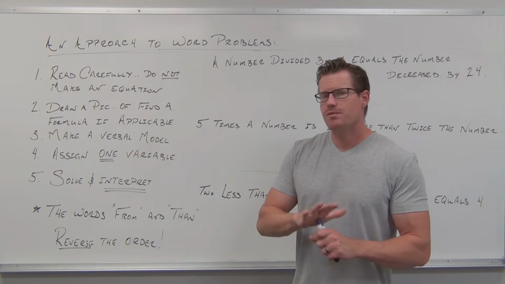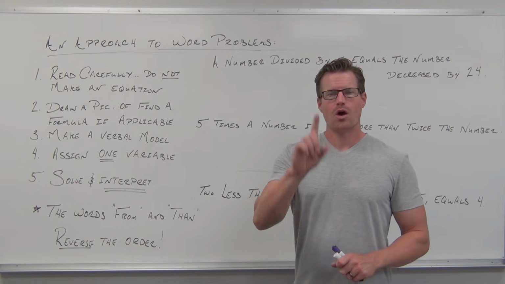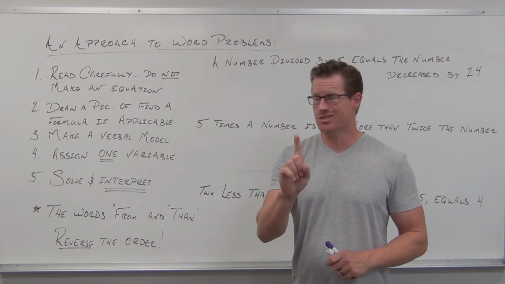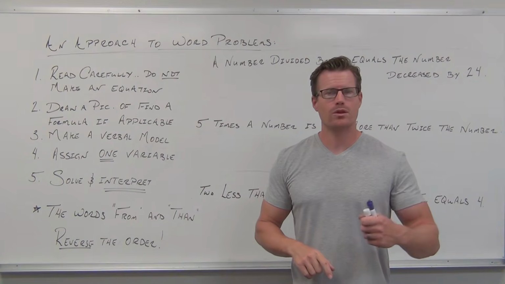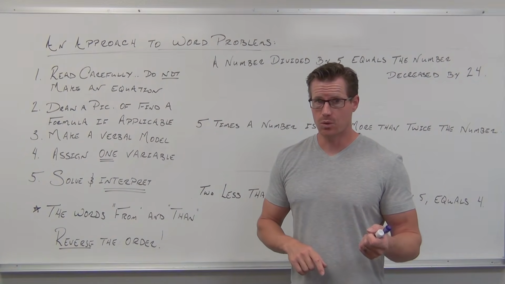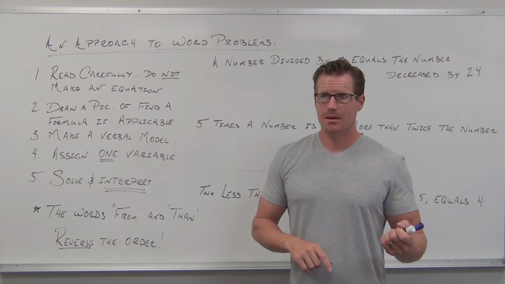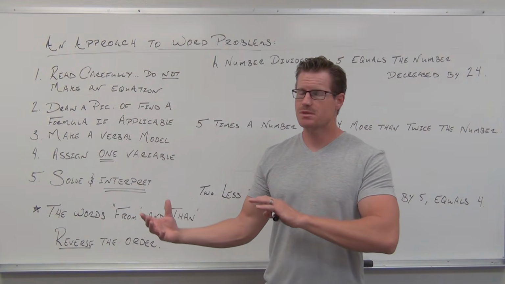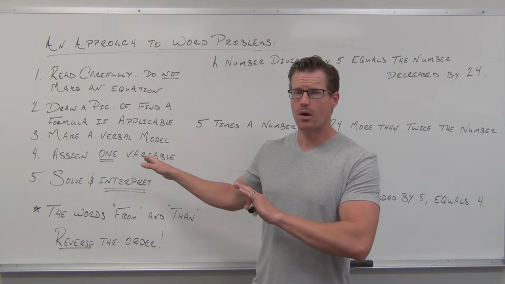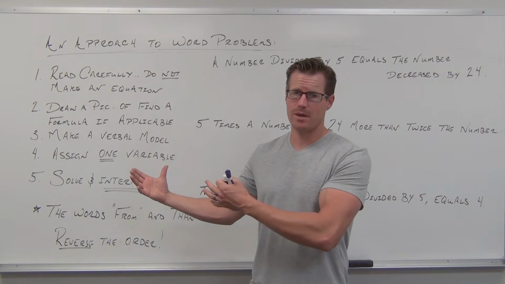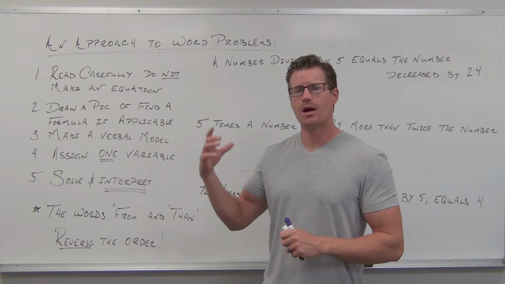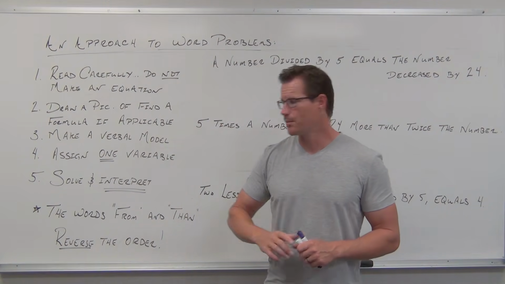After that, after you've made your verbal model, assign one variable. Now, when we get to systems of equations, I'm going to show you how to do this with more than one variable. That's pretty cool because it makes things easier. When you're able to use more than one variable and you know about systems, this becomes easier. For right now, we have to base all of our information on one variable. Never assign more than one variable when we're talking about linear equations in one variable.